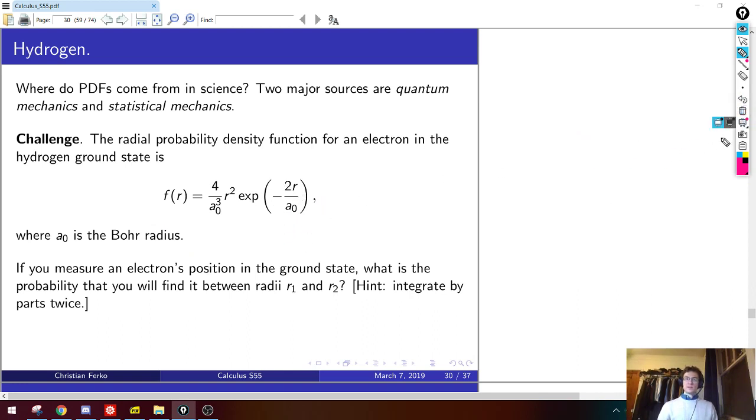Now I'll ask you, what is the probability that I find the electron between two radii, say r1 and r2? Well, it says to integrate. Yeah, so we want to integrate from r1 to r2 of, let's see, let's factor out a 4 over a0 cubed. Yeah, 4 over a0 cubed comes out. Good. I'm going to write that a little nicer.